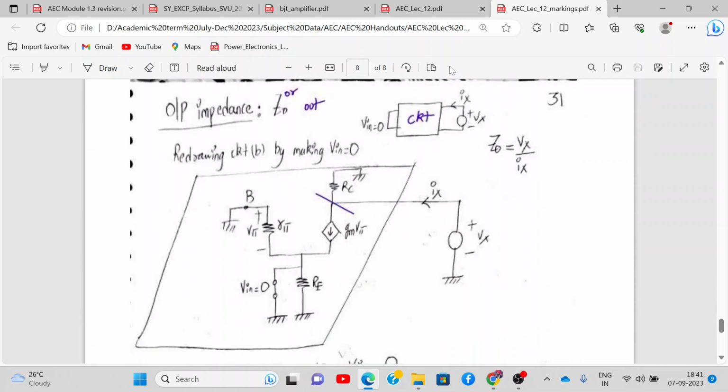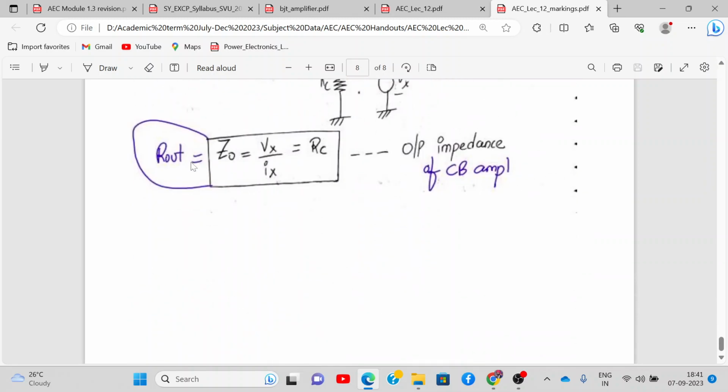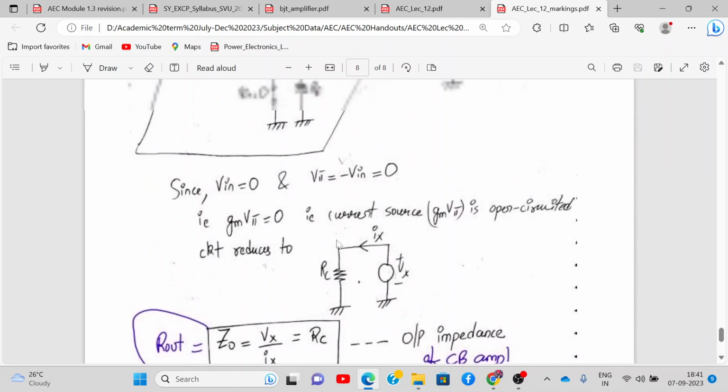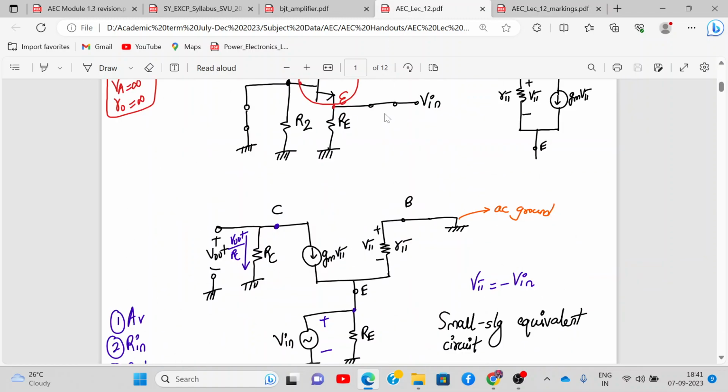Now the output impedance. Again put everything inside the box, Vin equal to 0, apply a test source, same technique. So here you get Rout, or Zout, as RC. Got it? So please refer to these derivations for the common base amplifier.